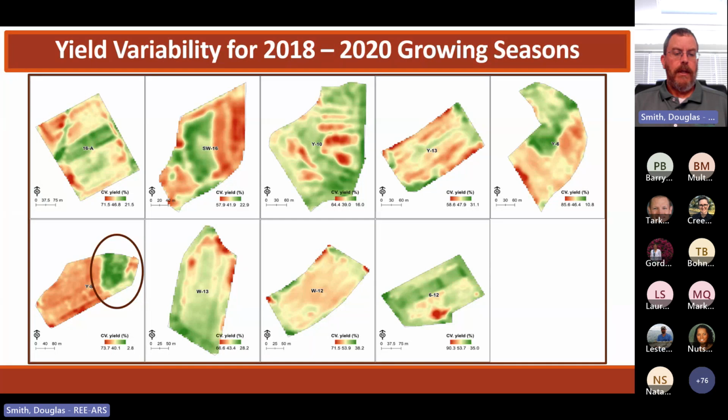Looking at the variability, we also have very low variability in this portion of the field. So it's stable at being unproductive. What we'd really like to have is stable at being very productive, but we know that's not the case in this part of the field. I'll also talk about some work in this field, SW16, W13, and then Y13 in a little bit.